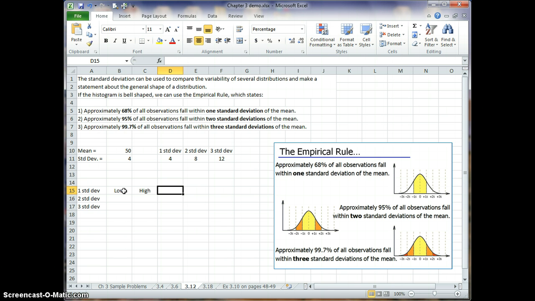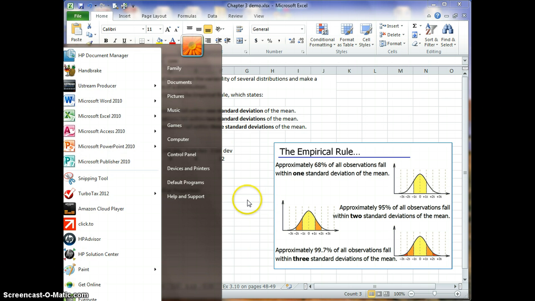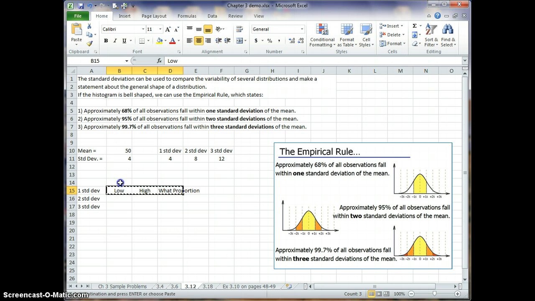The question is asking approximately what proportion of observations in case A are between 46 and 54, B between 42 and 58, and C between 38 and 62. Let me move those up one row.